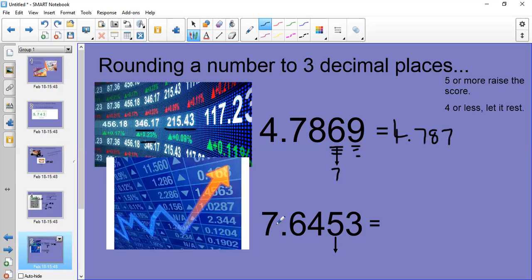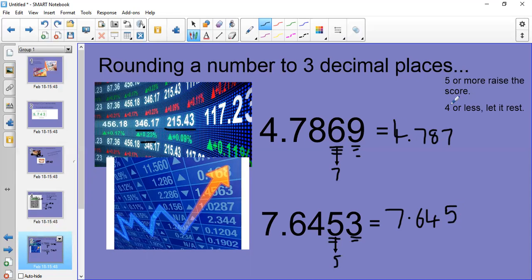What about this one here? 7.6453. Okay, well, I'm looking at this number. Does it stay the same or does it need to change? So I look at the neighbour. It's not 5 or more, it's 4 or less, so it needs to stay the same. So this number stays at 5. So 7.6453 to 3 decimal places is 7.645.